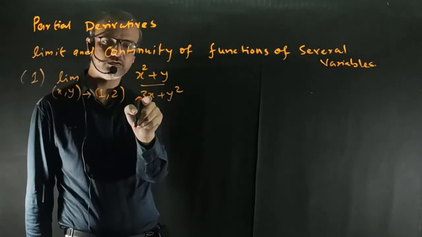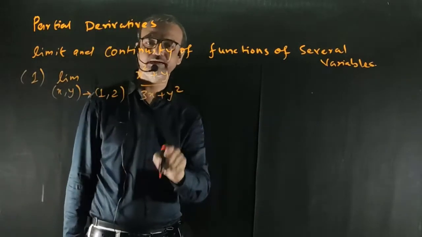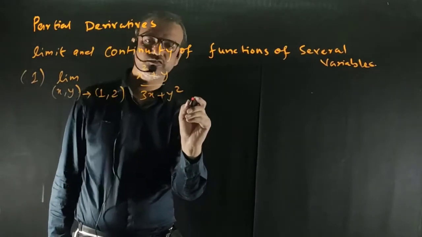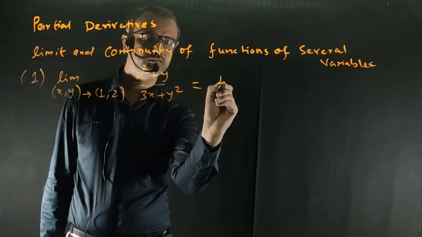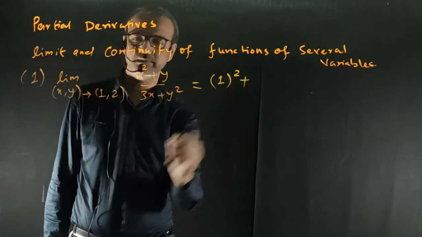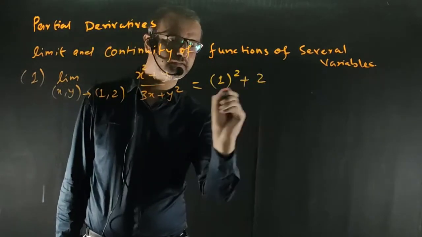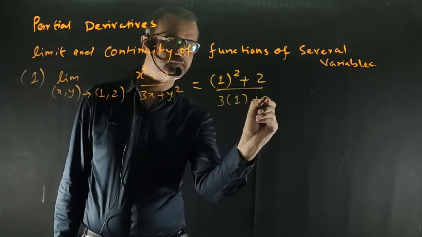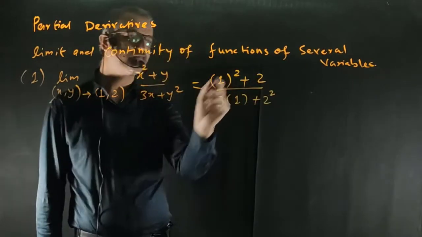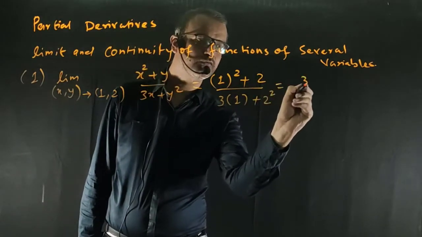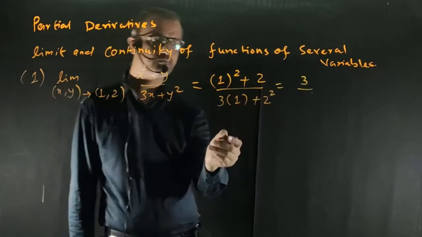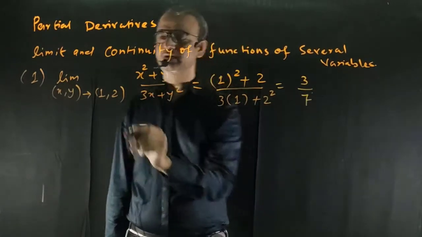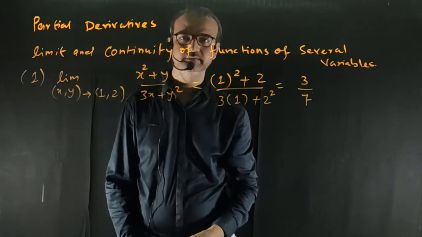If you put x equals to 1 and y equals to 2, you will find that the denominator will be non-zero. So directly we can put the value of x equals to 1 and y equals to 2. So this is 1 square plus value of y is 2, then after 3 times the value of x which is 1, plus y which is 2, square. 1 square is 1 and 1 plus 2 is 3. 2 square is 4 and 3 plus 4 is 7. So the limit of this function is 3 by 7.